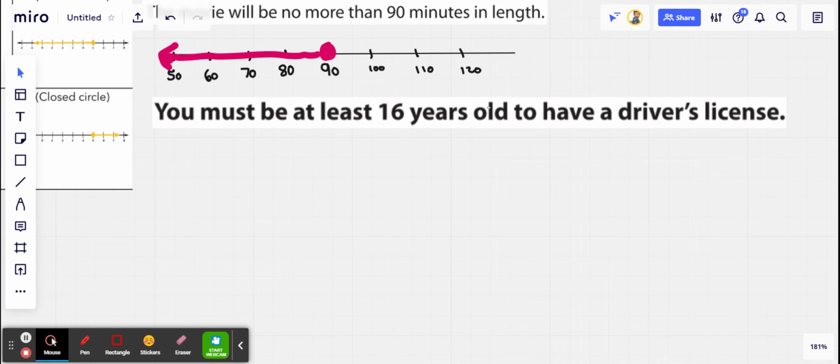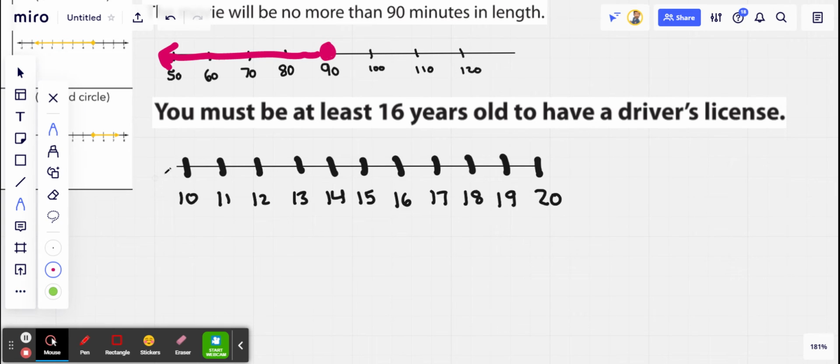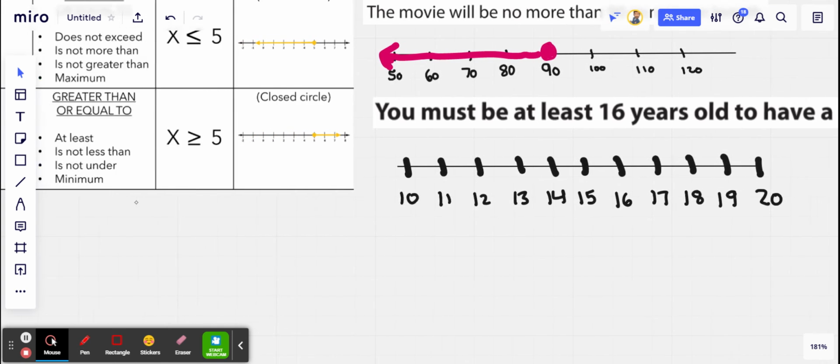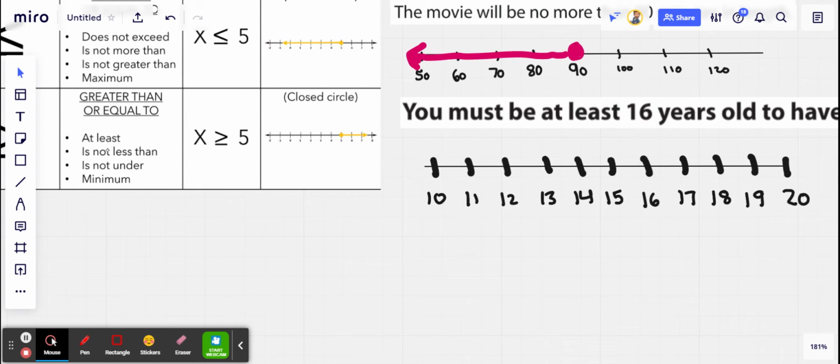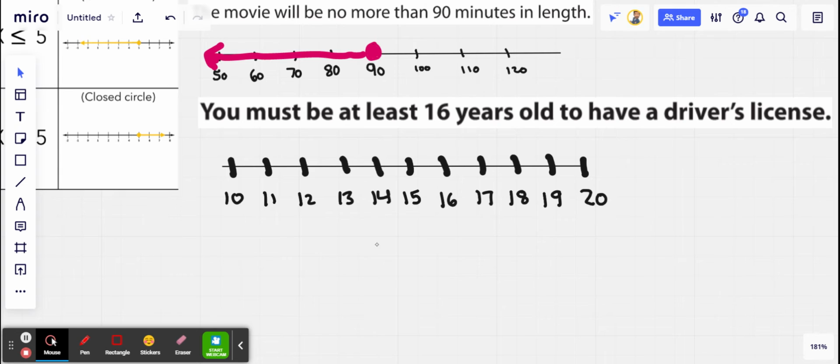You must be at least 16 years old to have a driver's license. Okay, so here's your number line. The key word here that we look at is "must be at least." This keyword, "at least," lets you know that we're working with greater than or equal to. And so to do this, we're going to include 16, right? It says at least 16, so 16 is included. So I'm going to go ahead and circle 16.